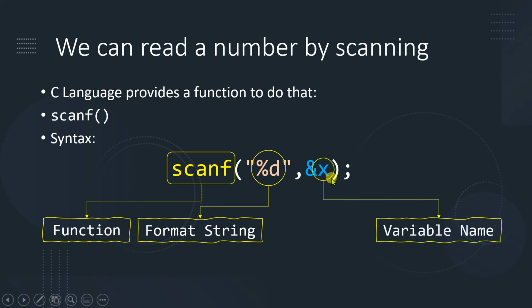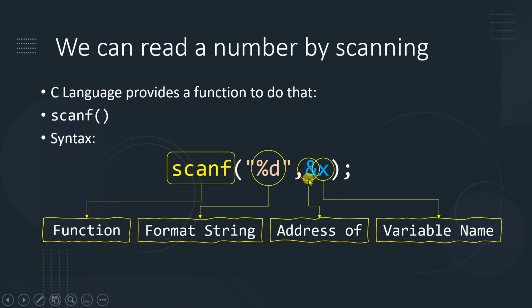Then obviously we will need a variable where I am going to store the data which is typed on the keyboard. Then the extra symbol that is used over here is actually called the address of operator. That means whenever somebody types anything or presses any key on the keyboard, the content is directly transferred and stored at the address of x.